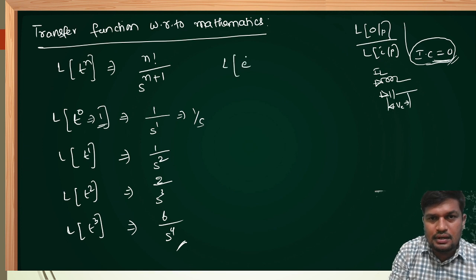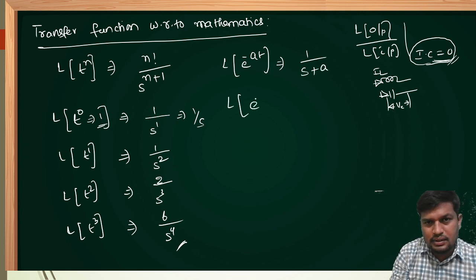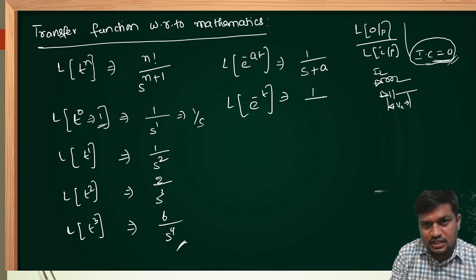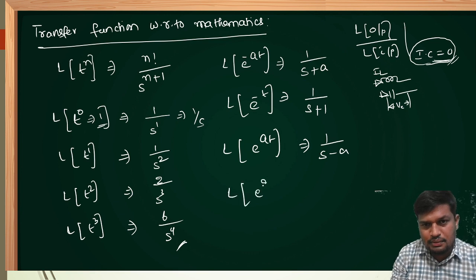Laplace of e power minus at, the formula is simply 1 by s plus a. Example, Laplace of e power minus t. Just by comparing these two, a value is 1, therefore it is 1 by s plus 1. Laplace of e power at is equivalent to 1 by s minus a, where for Laplace of e power 2t, by comparing these two, a value is 2, which is 1 upon s minus 2.